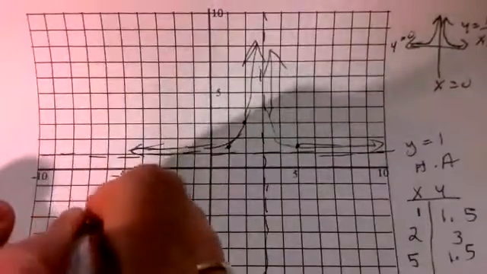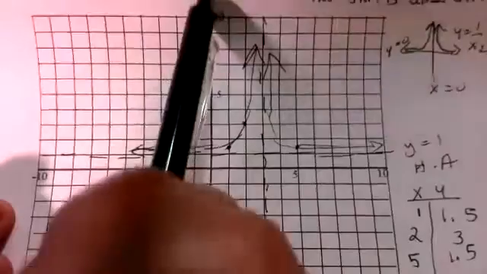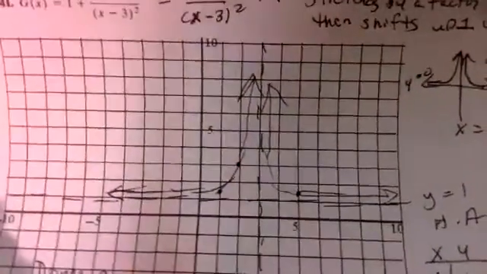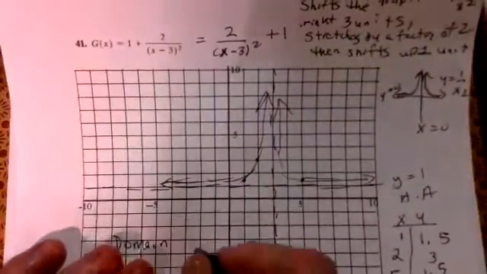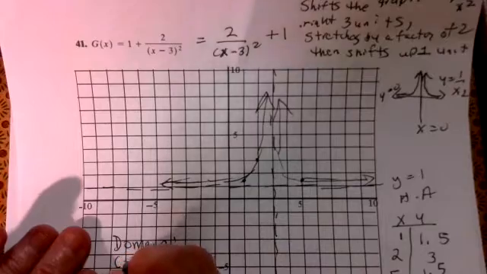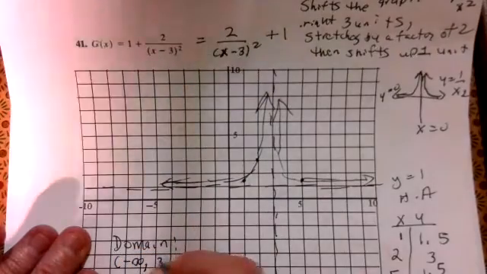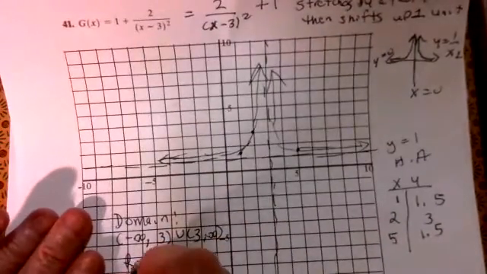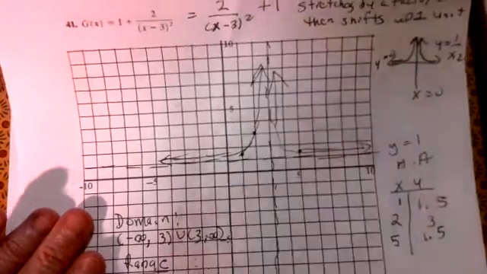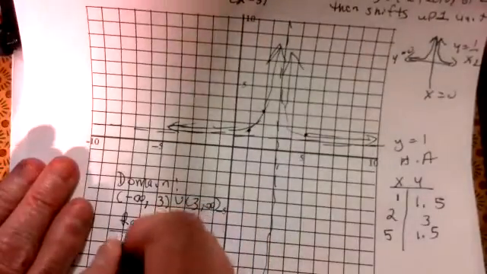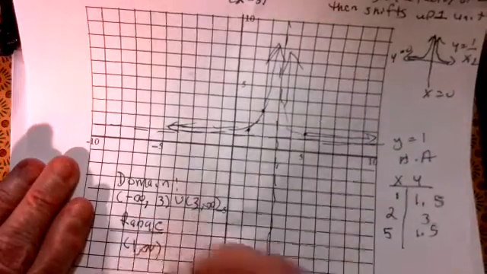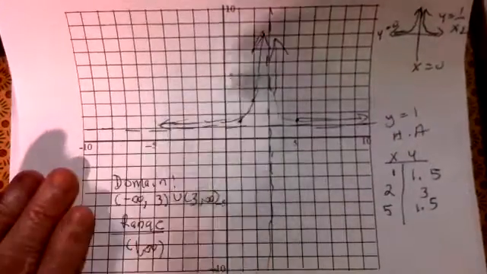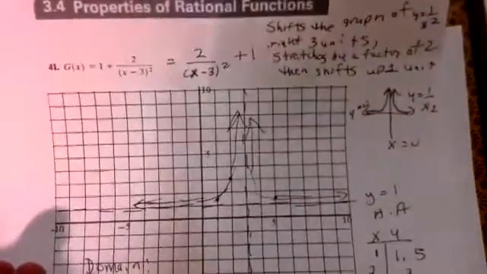Okay, the domain of this function. Well, we've got to skip over the vertical asymptote. So the domain is going to be from negative infinity up to 3, union with 3 to infinity. And then the range, so we had the graph shifted up 1 unit. So the range is going to go from 1 to infinity, not including 1, because that's a horizontal asymptote that the graph actually never touches.